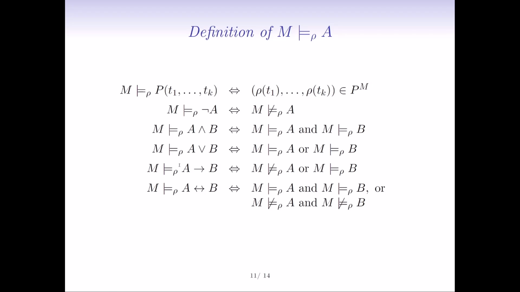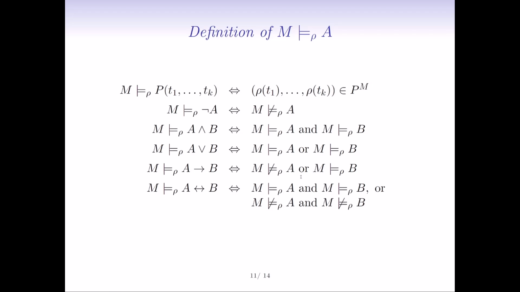And then here I've just kind of blanket put down the clauses for all the other connectives, which again are exactly the same as in propositional logic. So for example, in particular, we have that M and rho make A and B true if M and rho make A true and they also make B true. Similarly, we have this clause for A implies B, remembering that A implies B is equivalent to not A or B. So M and rho satisfy A implies B if and only if they either do not satisfy A or they do satisfy B.